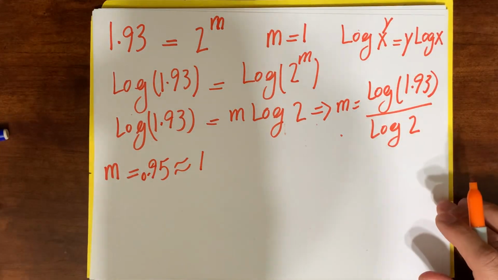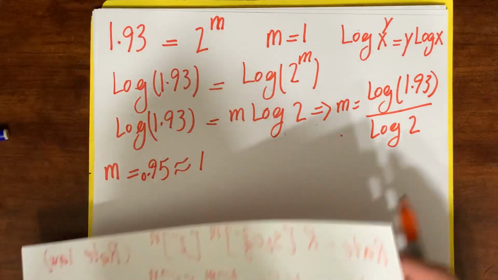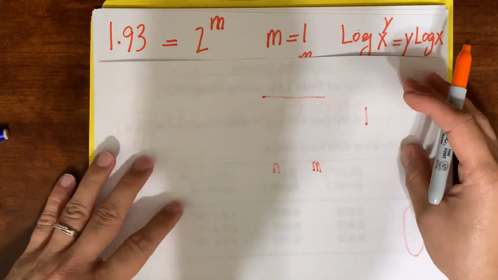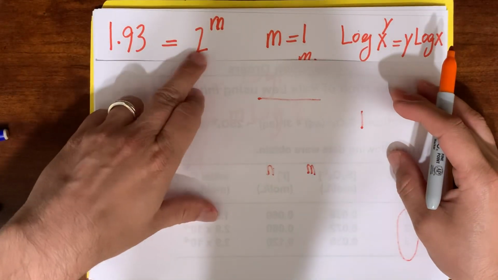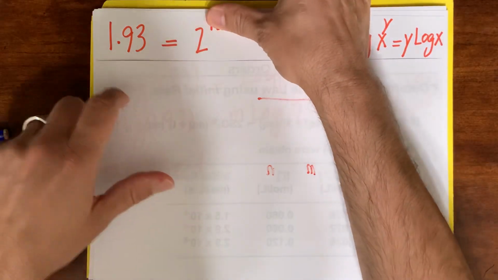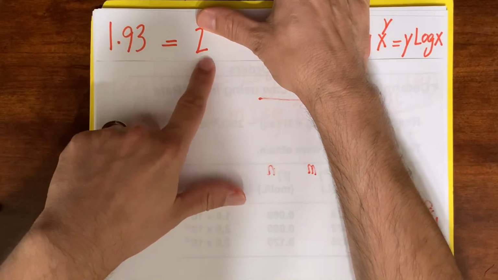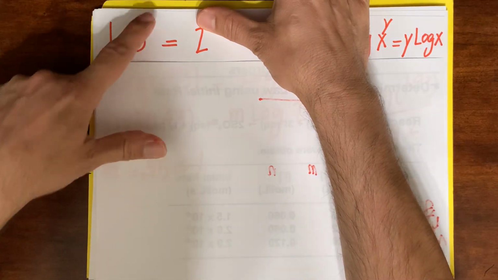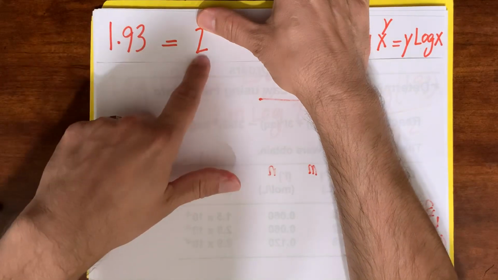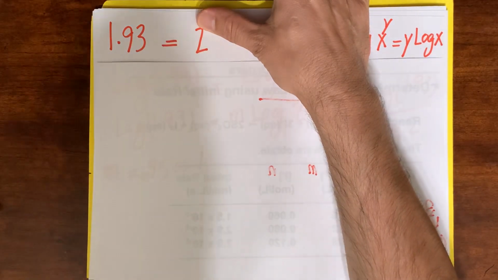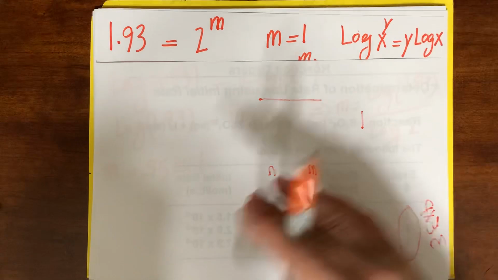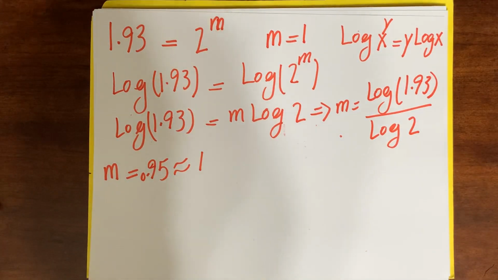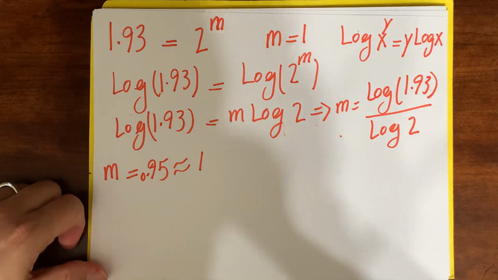Again, you can simply cover this part. Let me go with a better actual sheet. Cover this one. We have 1.93 is equal to 2 to the power of m. So 1.93 is going to be equal to 2 to the first order. Okay, and m is going to be around 1. So we got m. We got the exponent for S2O8.